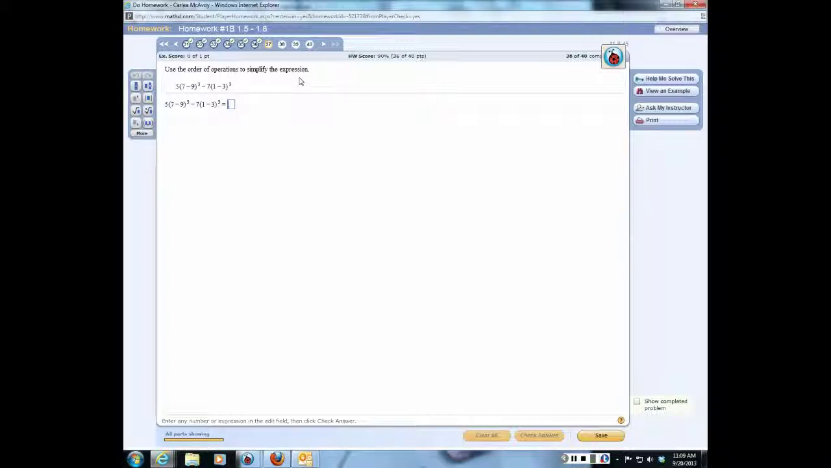Excuse me. And then I'm going to do the powers. Negative 2 to the third power. That's 3 negatives, or negative 8. And this is 3 negatives, or negative 8 again. You can do that on your calculator. This is what it looks like. Negative 2 times negative 2 times negative 2. There's 3 negatives, which makes it negative, and 2 times 2 times 2 is what makes it 8. 5 times negative 8 is negative 40. Negative 7 times negative 8 is positive 56.